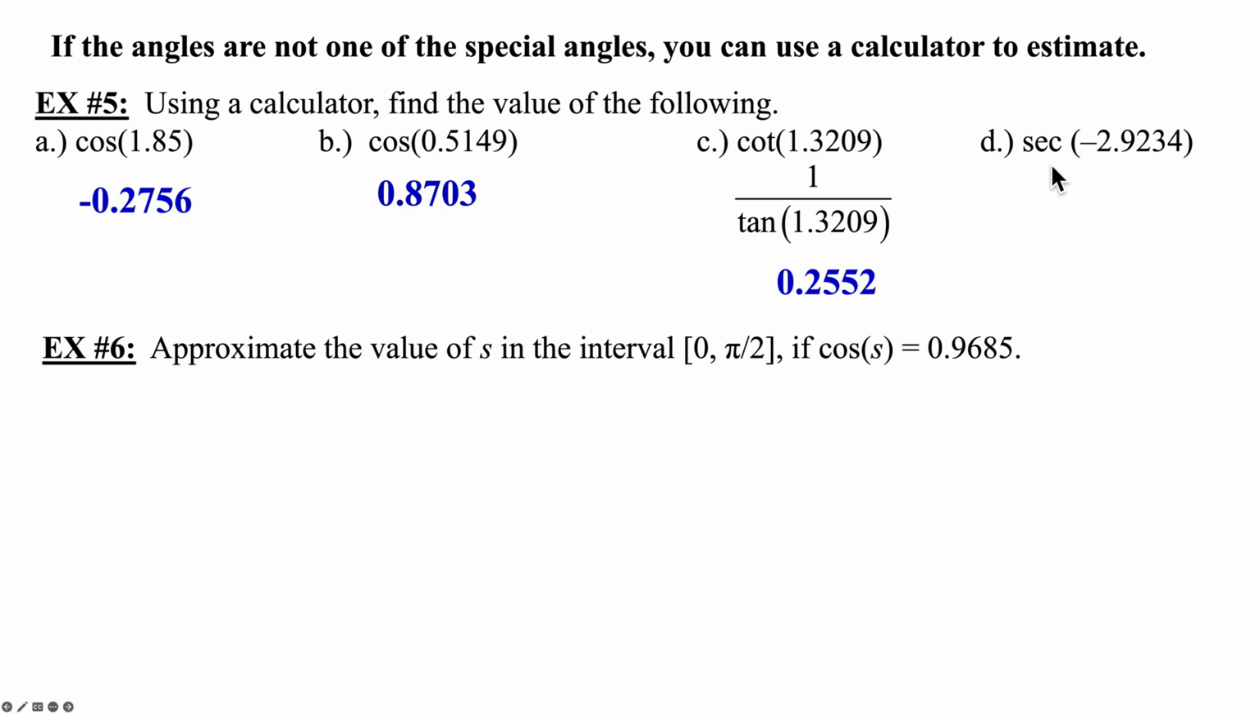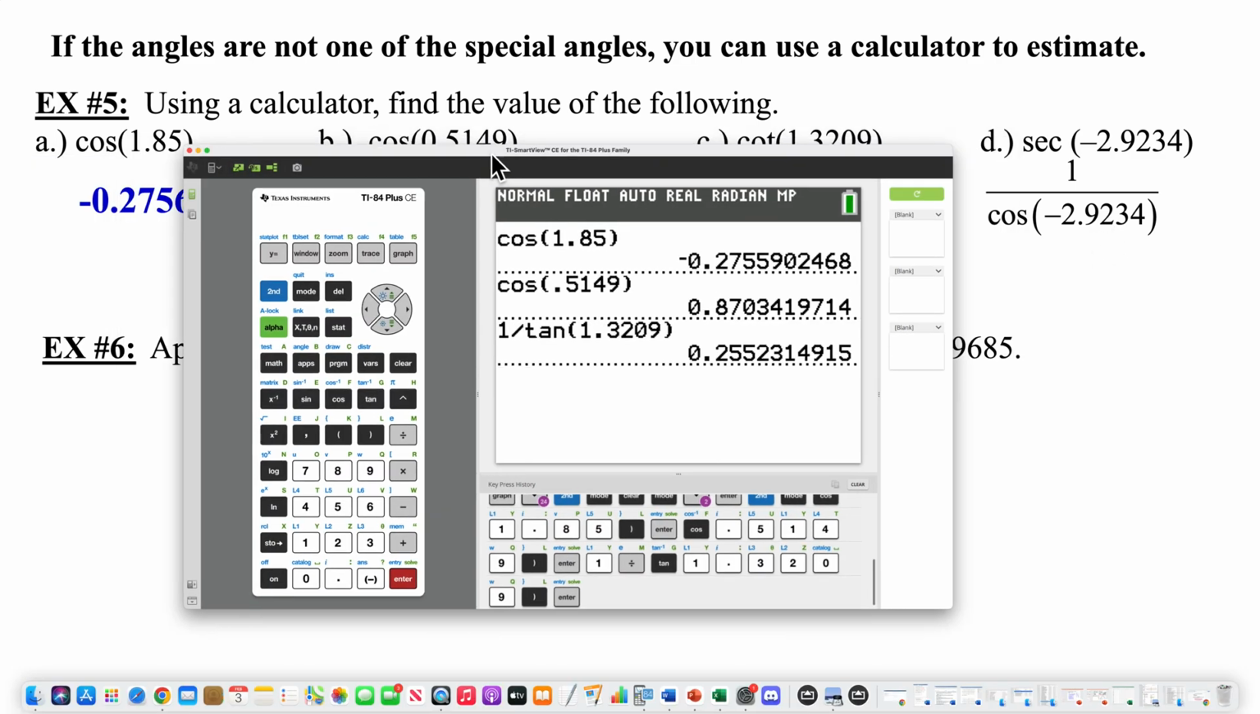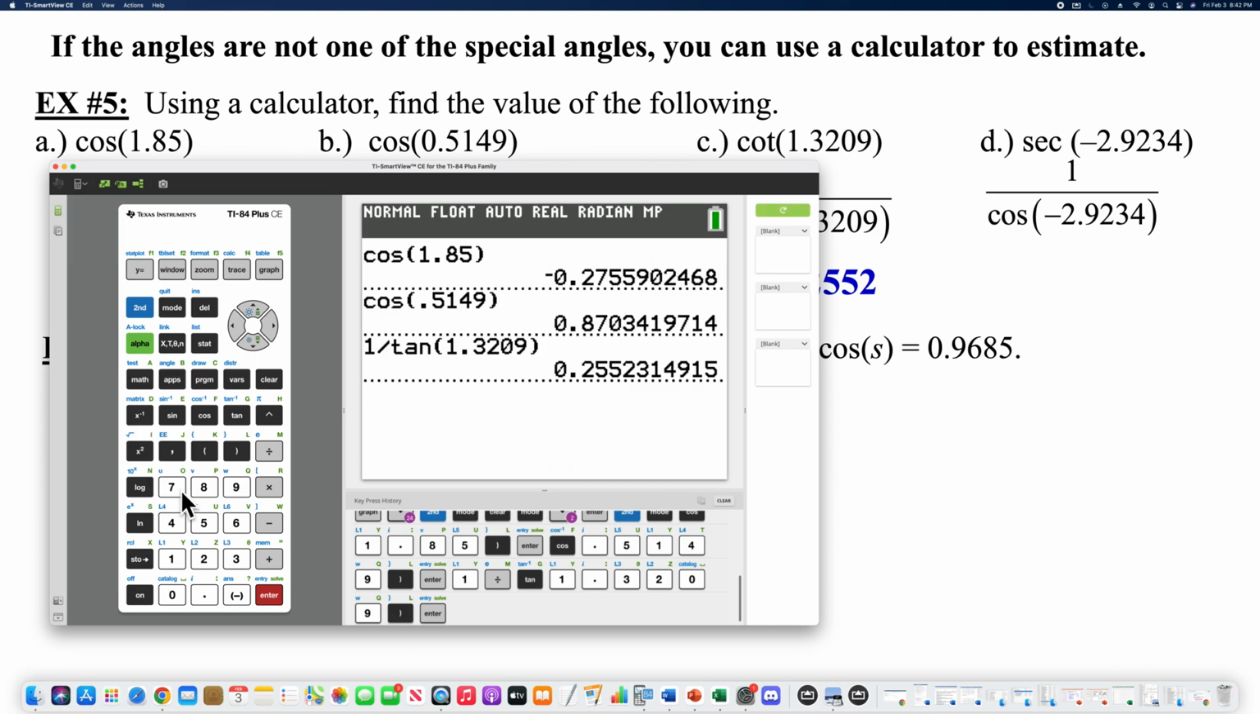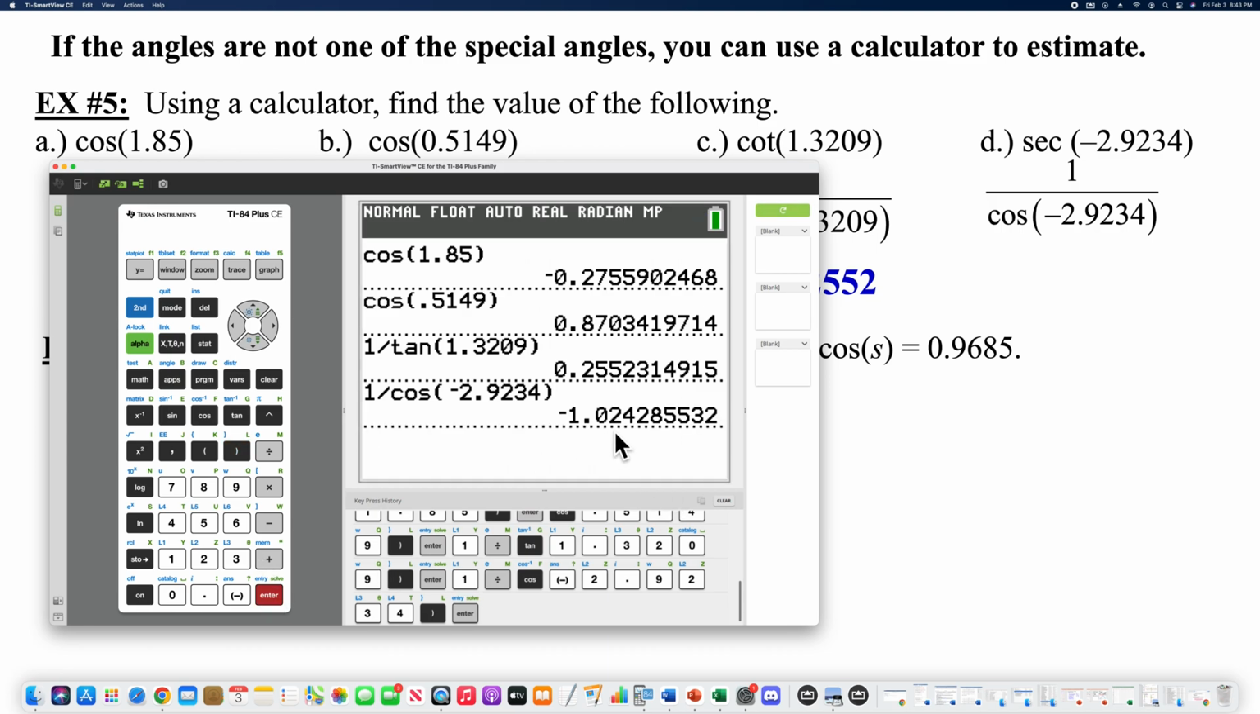And secant, okay, we have to go 1 over cosine. That's the way we'll enter it into our calculator. So 1 divided by cosine, negative 2.9234. Negative 1.02428. The 8 will round that 2 up to a 3.